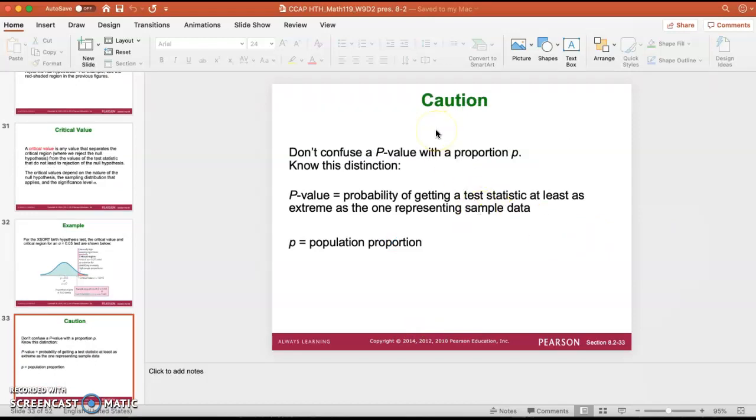Right, and then, just a little caution here, trying to make sure you don't confuse the p-value with proportion. The p-value is the probability of getting a test statistic at least as extreme as the one representing the sample data. And p is just going to stand for the population proportion. So they can both be thought of as probabilities. Well, more so the p-value can be a probability. P is just the proportion. It's just the best distinction.